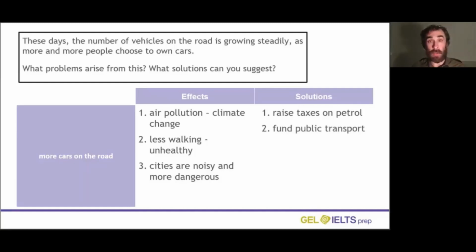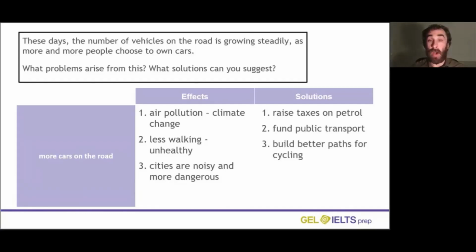Fund public transport. So if the government puts more money into public transport, then prices will be lower, the infrastructure will be better, people will be more encouraged to use it. I could link this idea of funding public transport to point number 3. Fewer people are killed by trains than cars. So if we have more people using public transport, the roads and the streets are safer.